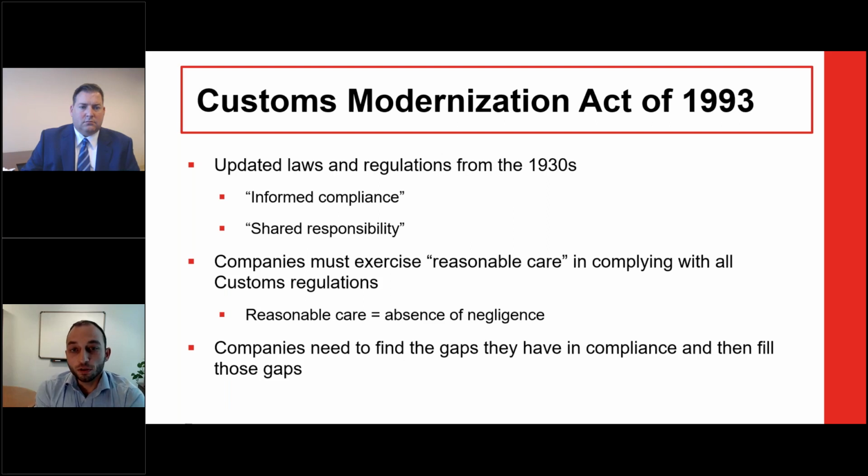So just to give you an overview of a relatively recent law that was enacted back in 1993. It was significant because it really updated the laws from the 1930s and introduced two key concepts into the statute: import compliance and shared responsibility. Essentially, it means that in order to comply with the laws, the importers need to be informed of their obligations.